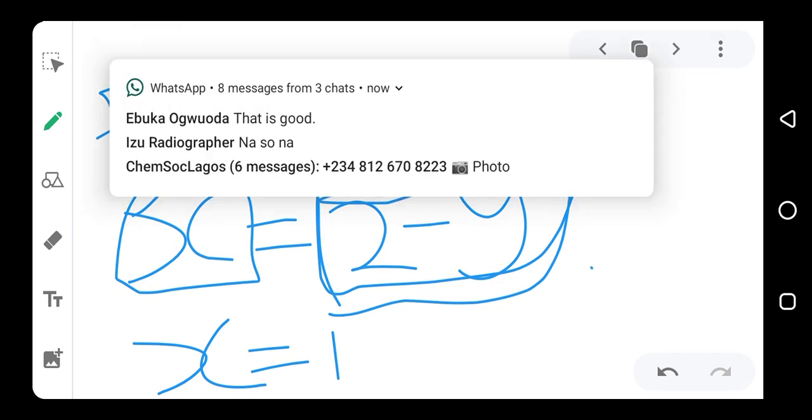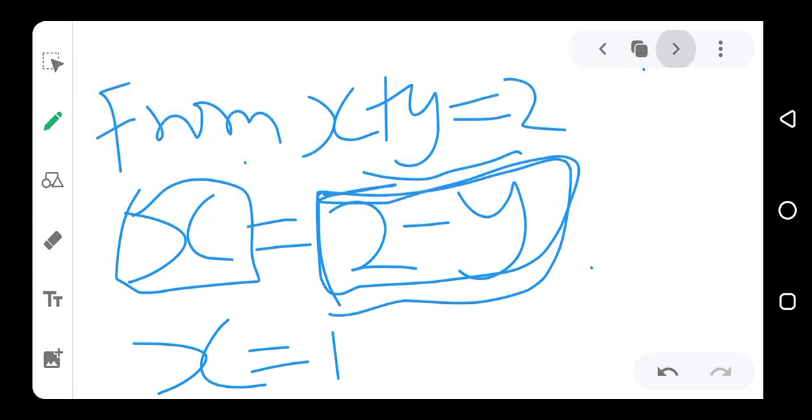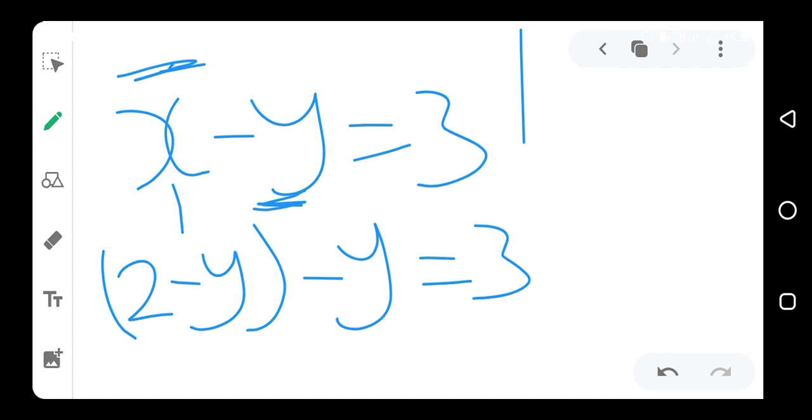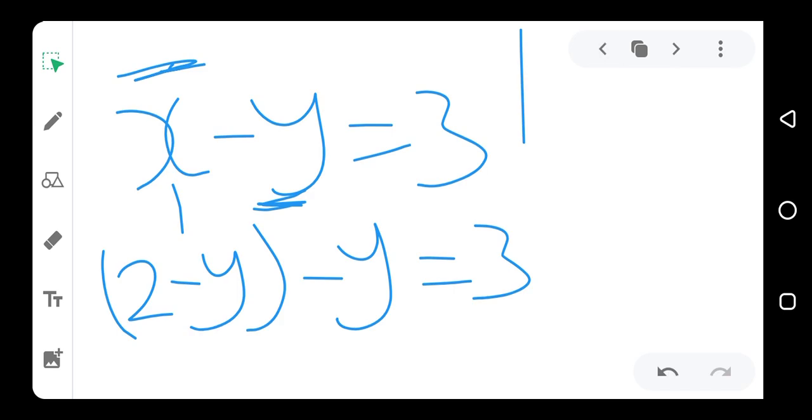Now, if we do that, it becomes this. We now say 2 minus y, replacing the x, minus the y, which is the main y in this equation, is equal to 3. Now we solve further.